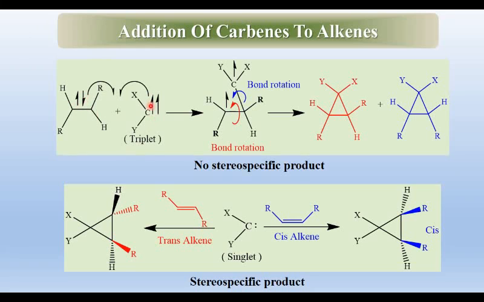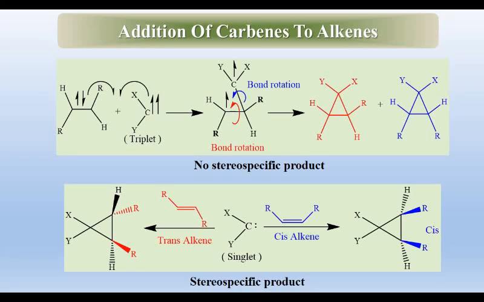Here the carbene is a triplet carbene having two electrons with the same spin. Here these two electrons show the double bond of a carbon-carbon double bond. One electron from the double bond and one electron from the carbene will react to form a bond. Now both electrons have the same spin and they cannot form a bond. Then there are two possibilities. Either this bond can rotate or this bond can rotate, to form two products. These are non-stereospecific products.